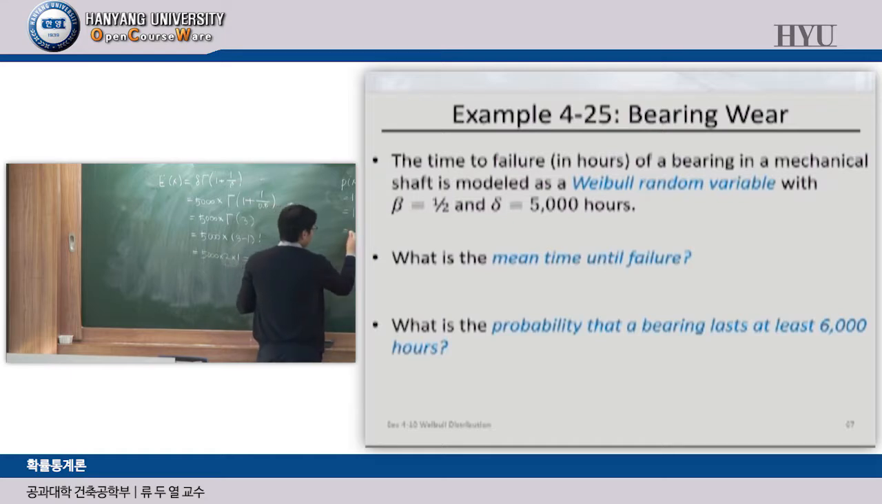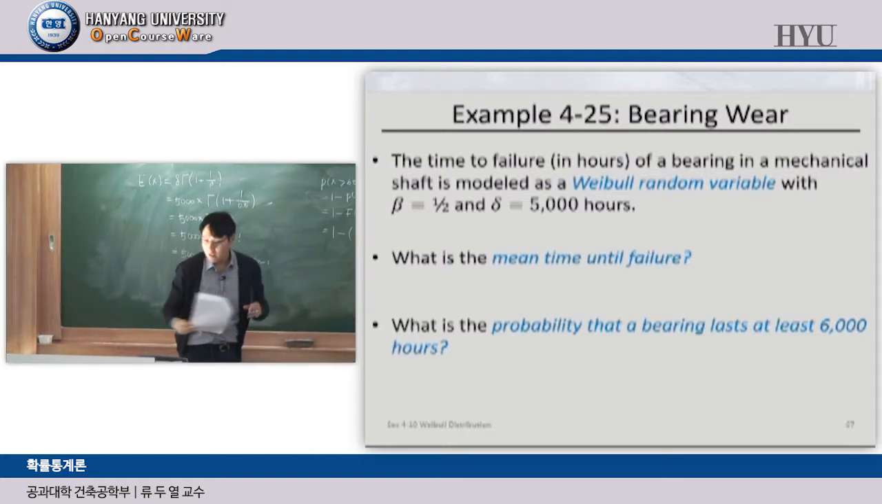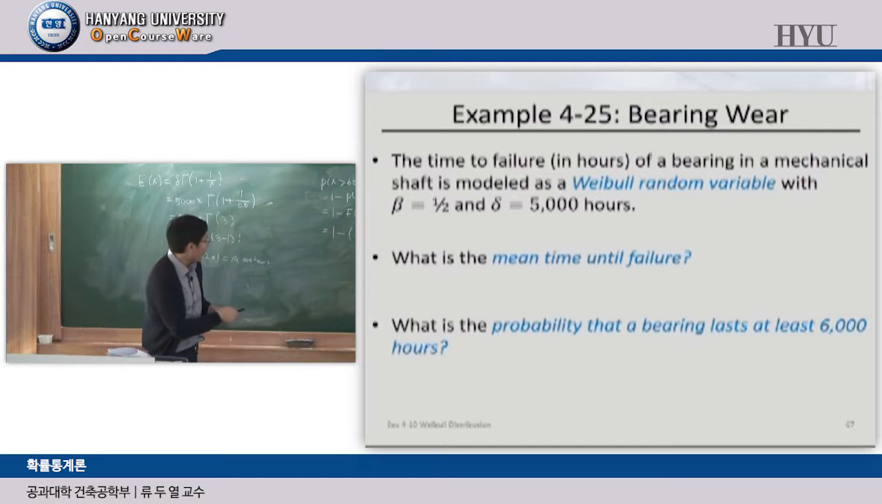And this can be written as 1 minus exponential minus x over delta to beta's power, right? That's the equation for the cumulative distribution function of the Weibull distribution, okay?